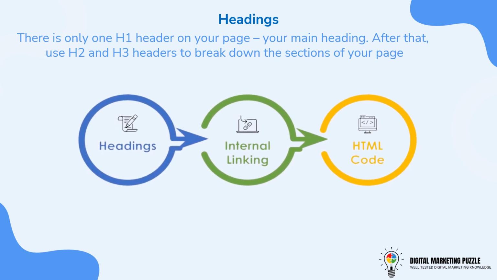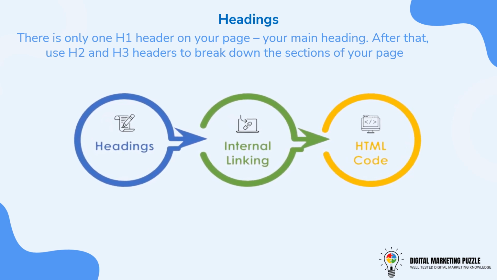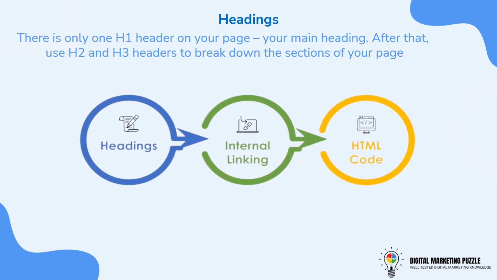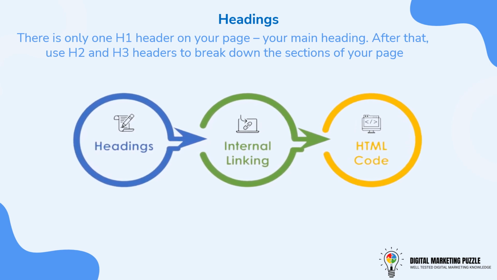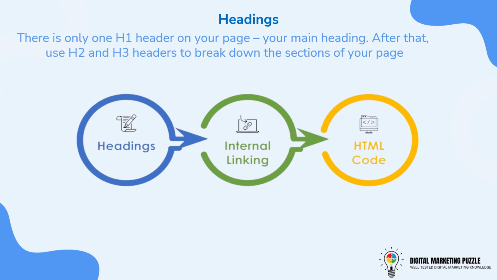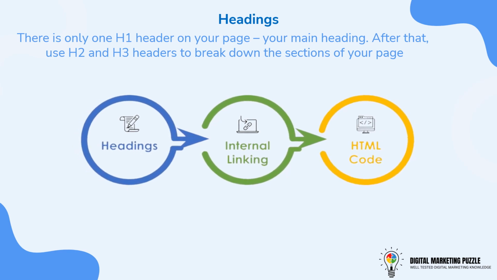After that, use H2 and H3 headers to break down the sections of your page. This helps both Google crawlers and people easily navigate your page, scan your content, and figure out what it's about. At a minimum, include your seed keyword in the heading, but ideally try to work in the entire target keyword phrase.